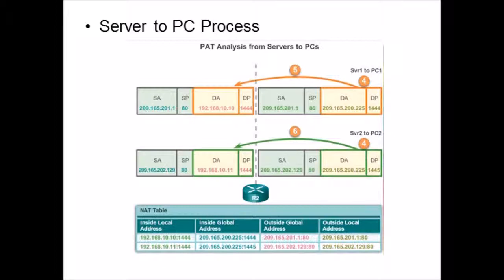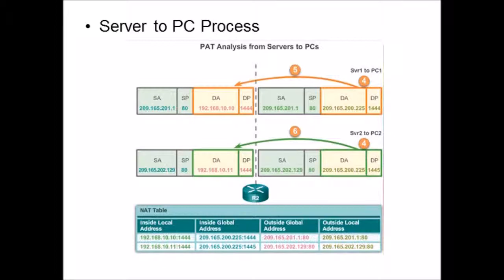As the packets arrive, router 2 locates the unique entry in its NAT table using the destination address and the destination port of each packet. When the packet from server 2 arrives, router 2 performs a similar translation. The destination IPv4 address of 209.165.200.225 is located, again, with multiple entries. However, using the destination port of 1445, router 2 is able to uniquely identify the translation entry.